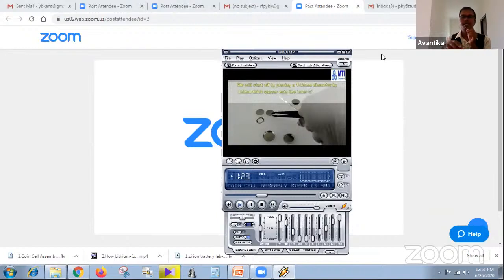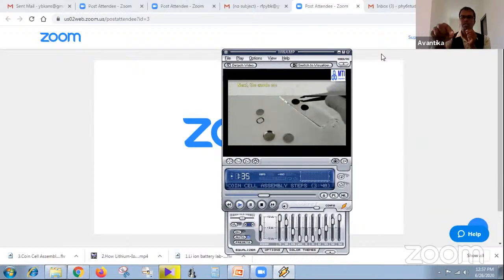So these are all the different accessories of the coin cell. One is called the cathode cap, and they have already placed that cathode cap. Now he is taking the prepared cathode material, which is on the aluminum foil. After keeping that, they have to drop a little bit of electrolyte.